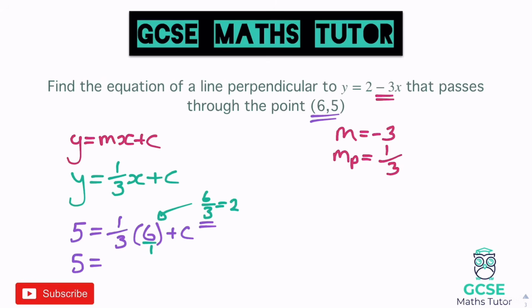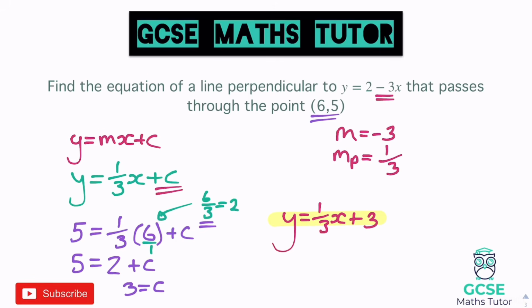So 5 equals 2 plus c. And then again, if we solve that for c, subtract 2 from both sides, we get 3 equals c, or c equals 3 as our value of c there. There we go, so we've got our y-intercept now. We can put it back into this line equation, and we get y equals 1/3 x plus the 3 that we've just worked out. And there's the equation of our line, 1/3 x plus 3.